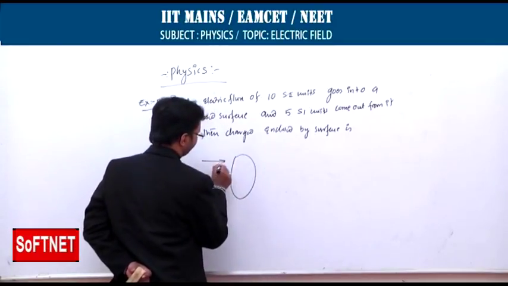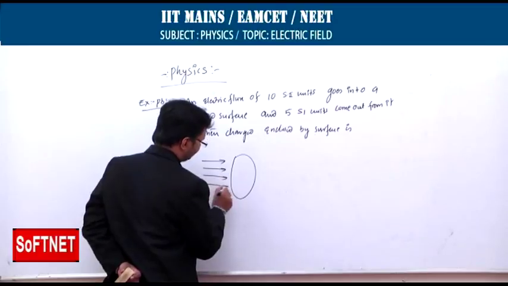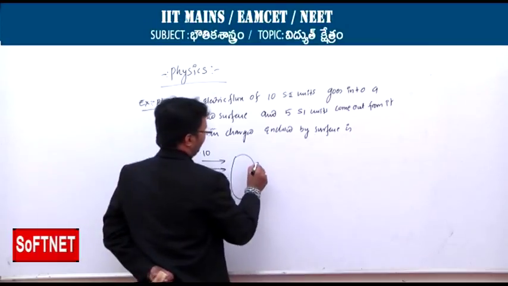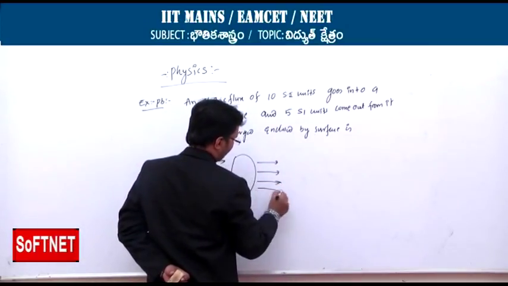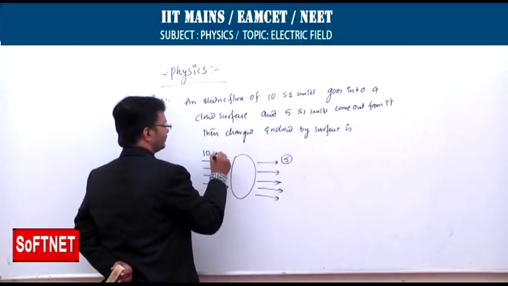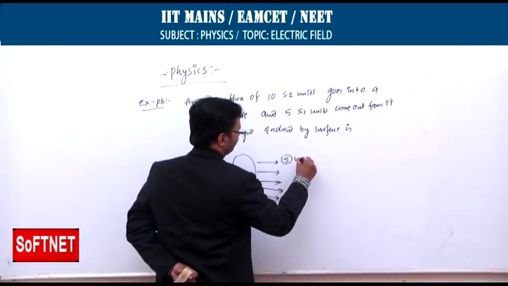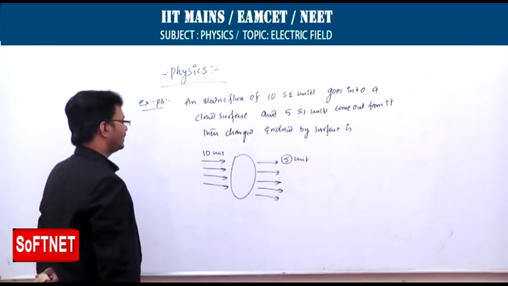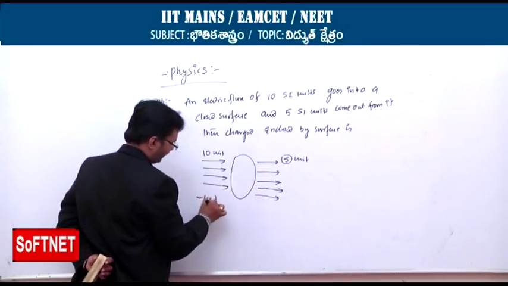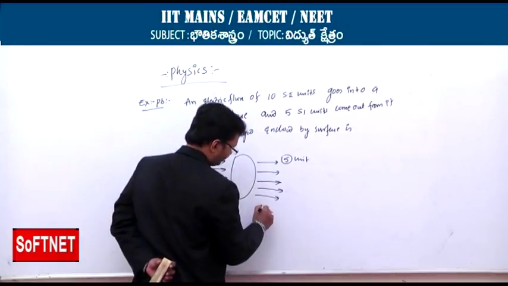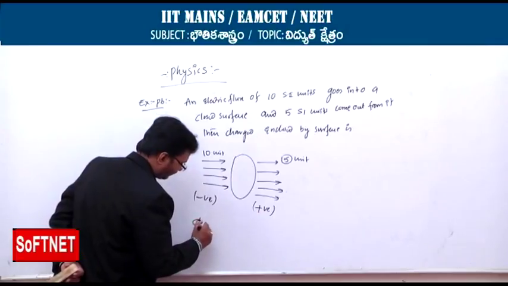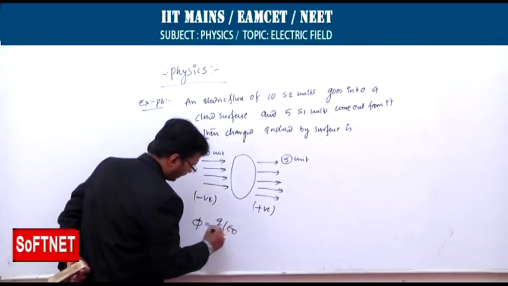This is the surface. How much entering? Entering is 10 units. And how much is coming out? Coming out is 5 units. 10 units entering, 5 units coming out. Now the charge enclosed by the surface we need to find out. Entering is negative, exiting is positive.